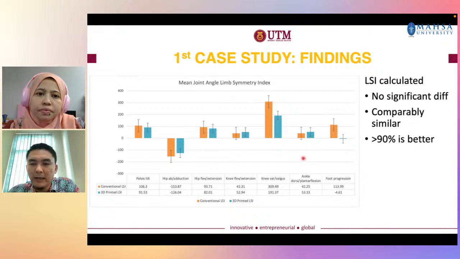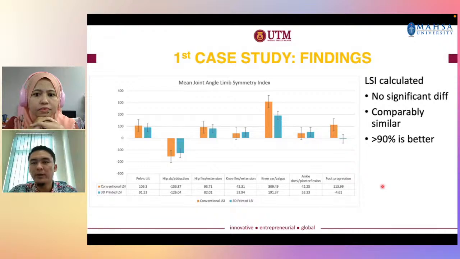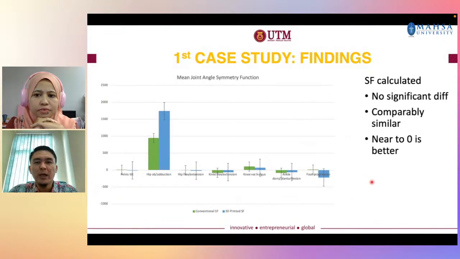For the other parts, like ankle dorsiflexion and plantar flexion, there is also no significant difference. And foot progression, in our case, the 3D printed one is not really promising as compared to the conventional way. So this is our finding in terms of the kinematic study. And the other finding from the kinematic study, or motion analysis, is the angle symmetry function. Normally we call it the symmetry function, SF.